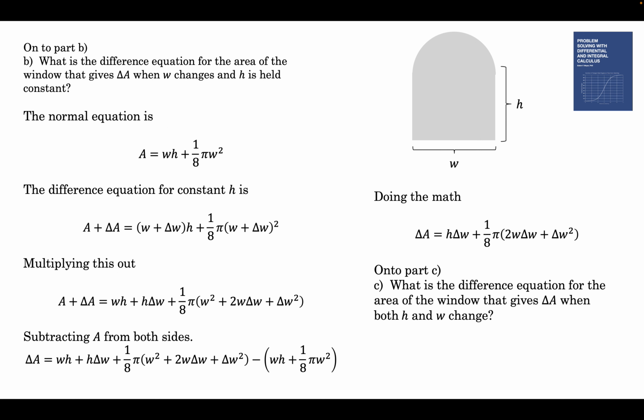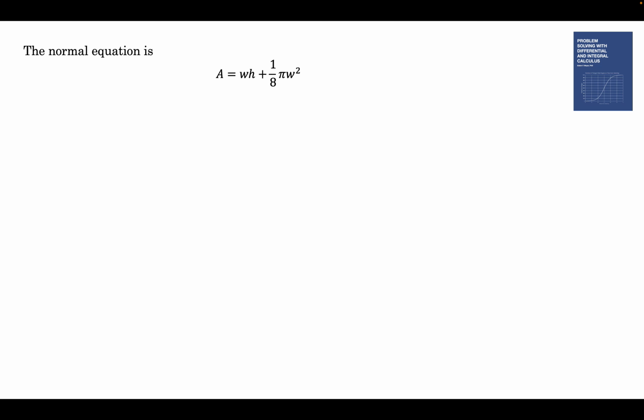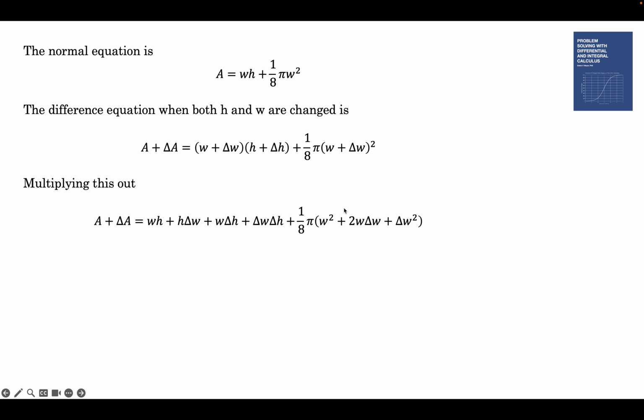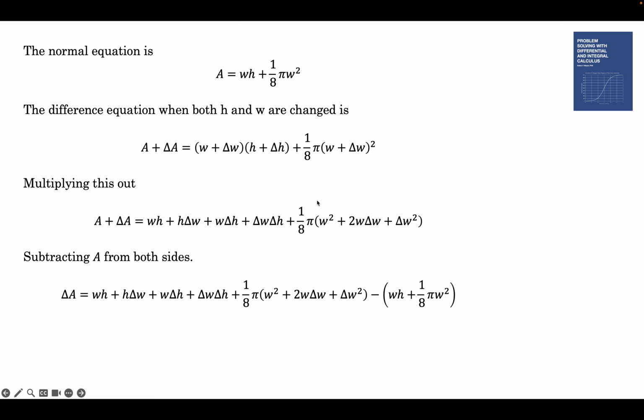Part C. Both h and w change. So this is even going to be more messy. Here's the normal equation. We're going to change both w and h, and we get this. So now we have to multiply this out and square that, and then we get this. And subtract A, which is this, and that right there. So that is a difference term. And you should be able to pick out the linear and the nonlinear terms.